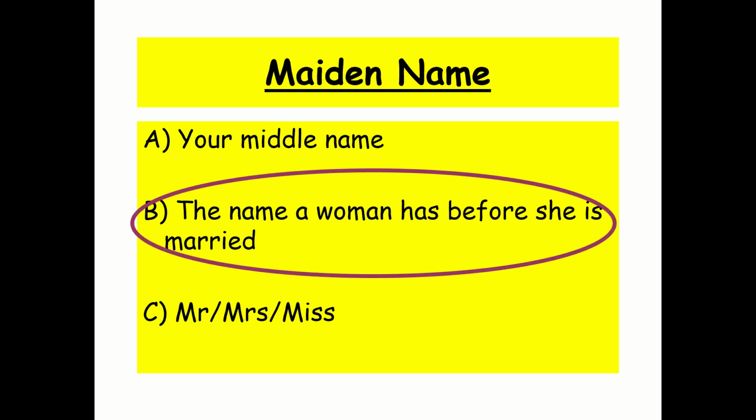Okay, so maiden name is B, which is the name a woman has before she is married. So in most cultures, a woman, when she gets married, she takes on her husband's name. So the maiden name was her name before she was married. It's her last name before she was married. Okay. Next word, not applicable, or NA.